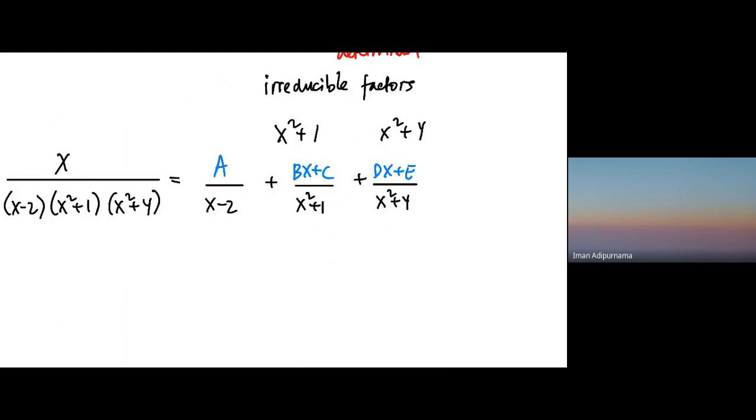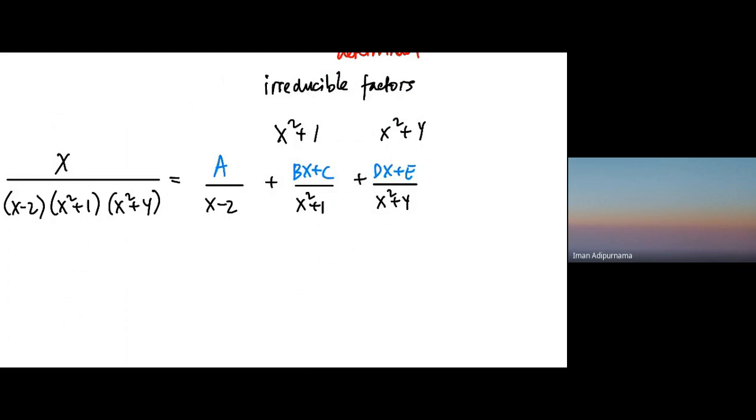And then after we find the constants A, B, C, D, E, we still need to solve if we need to integrate this. I think the first one is easy. A over x minus 2, we can have ln, right? The second one and the third one, we have some equation with x squared plus 1 or x squared plus 4.